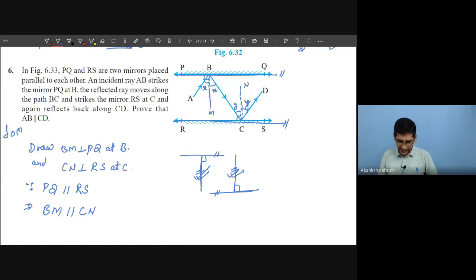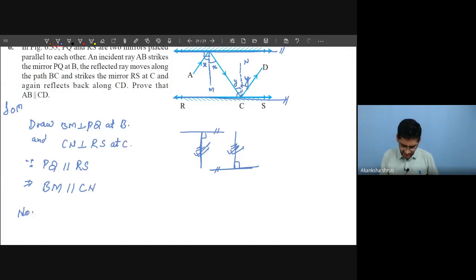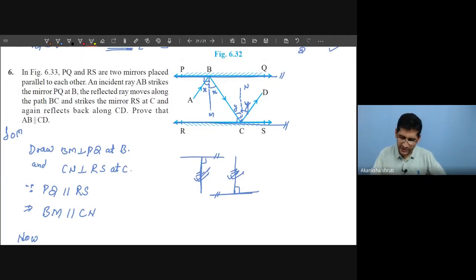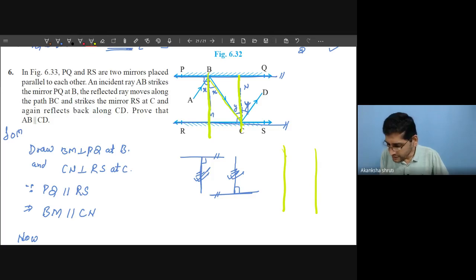Okay. Now students, you have to focus only on this portion. I am highlighting it in yellow. It is this line and this line. Then this will act as a transversal. It means it is like this one, and this one is now acting as a transversal. Since this is parallel to this one, this is acting as a transversal.